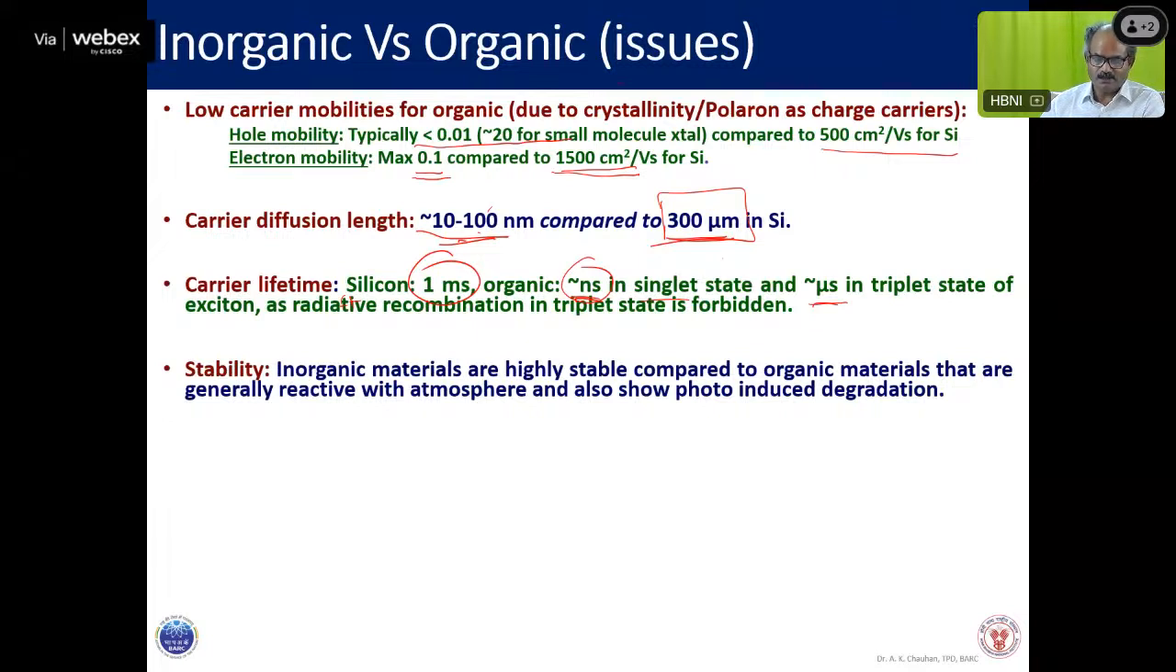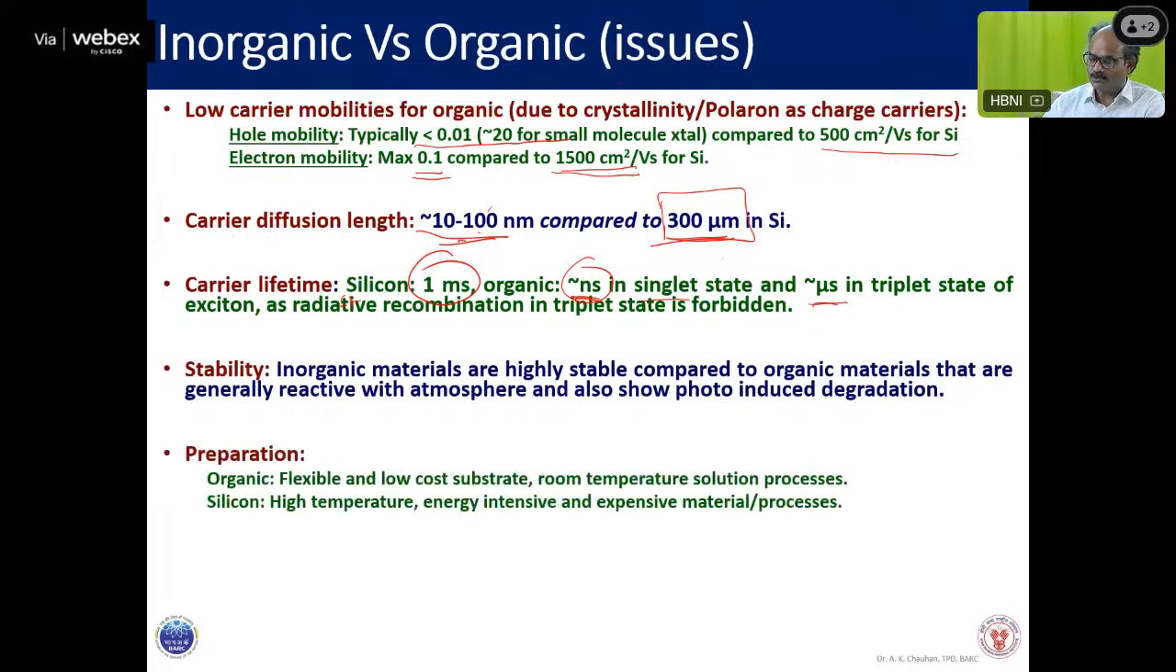Then stability. Inorganic materials are highly stable compared to organic materials, which are generally reactive with the atmosphere and also show photo-induced degradation. But these are with the present materials which we are using; not all organic materials are reactive with the atmosphere. But whatever prospective materials are there presently for photovoltaics, almost all of them are reactive to the atmosphere. And there is photo-induced degradation also in the molecules.